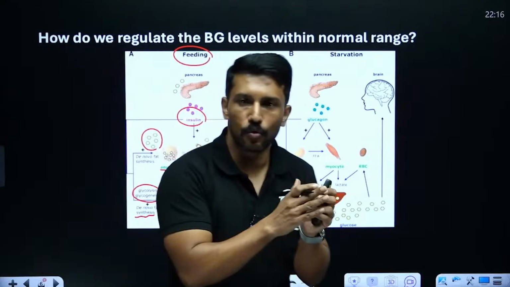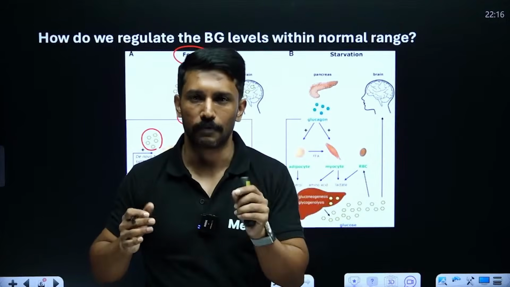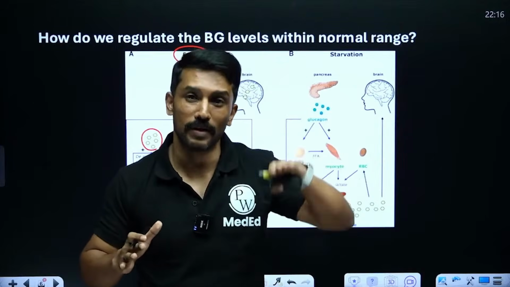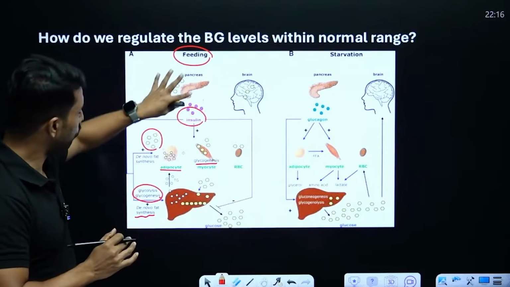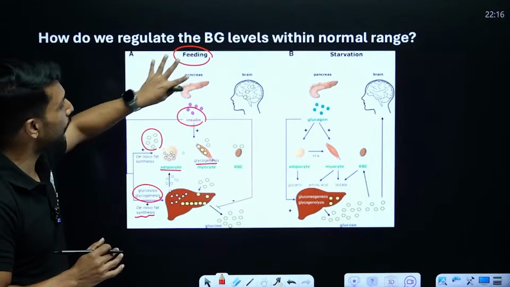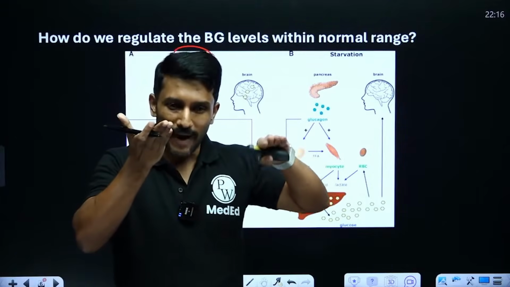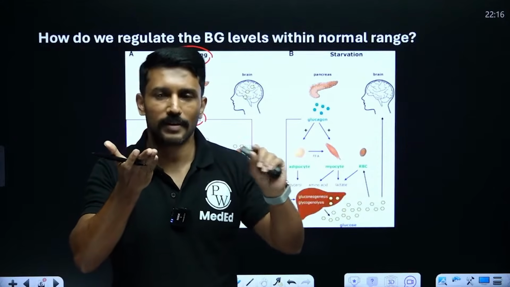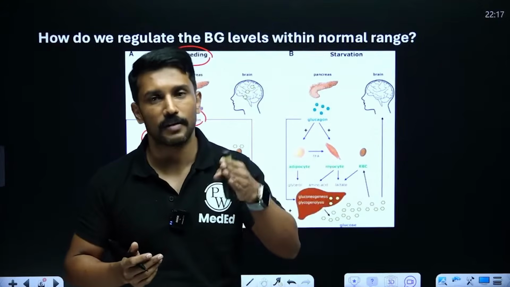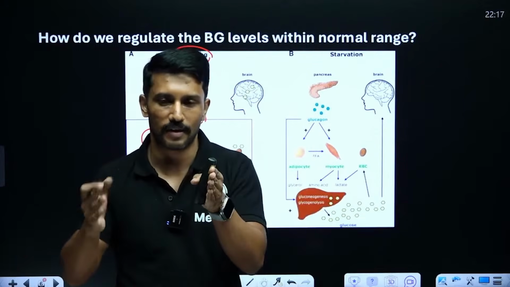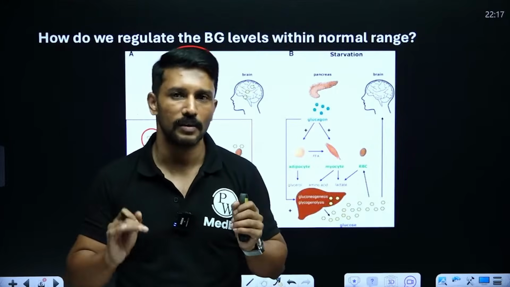So I convert this glucose to glycogen and fat and store it in the muscle, liver and adipose tissue so that my blood glucose level comes down. That's the basic mechanism of regulating the blood glucose level in the fed state. After a meal, as the glucose level increases, I want to get it back to the normal range. To do that, I stimulate the beta cells to secrete insulin. Insulin will stimulate the conversion of glucose to glycogen in muscle and liver and glucose to fat in the adipose tissue and to some extent in the liver.